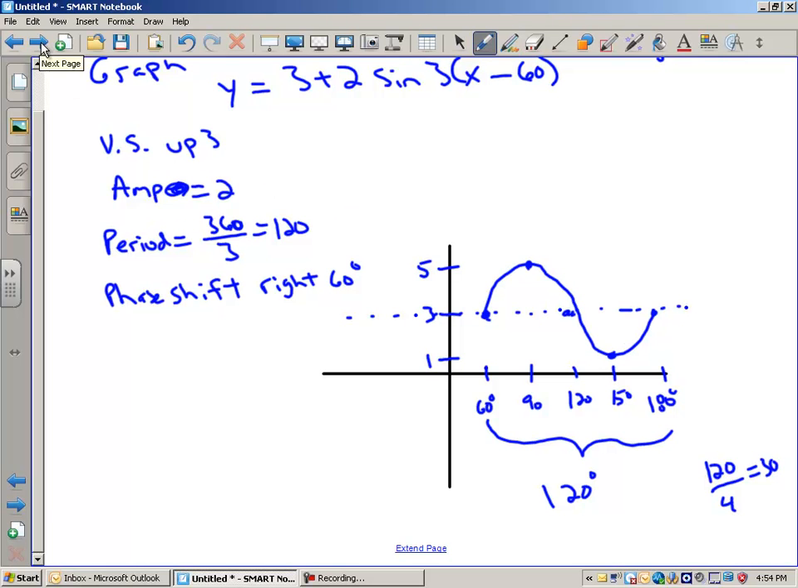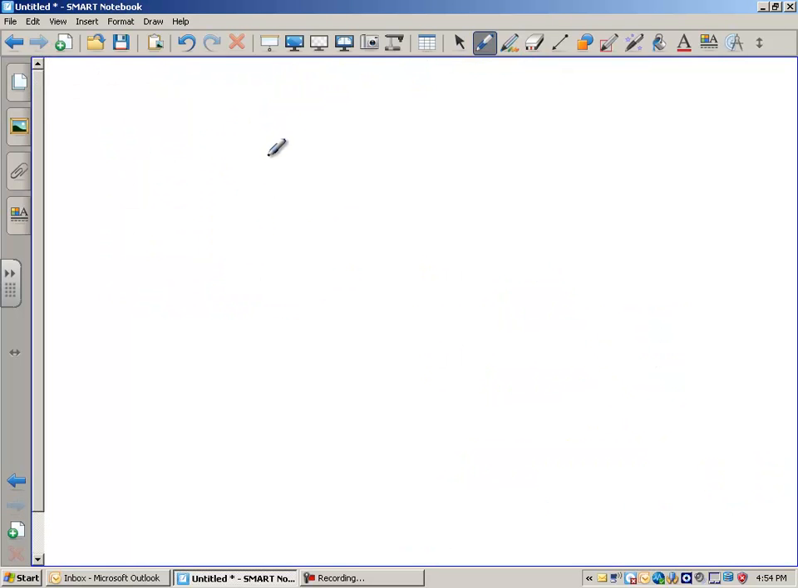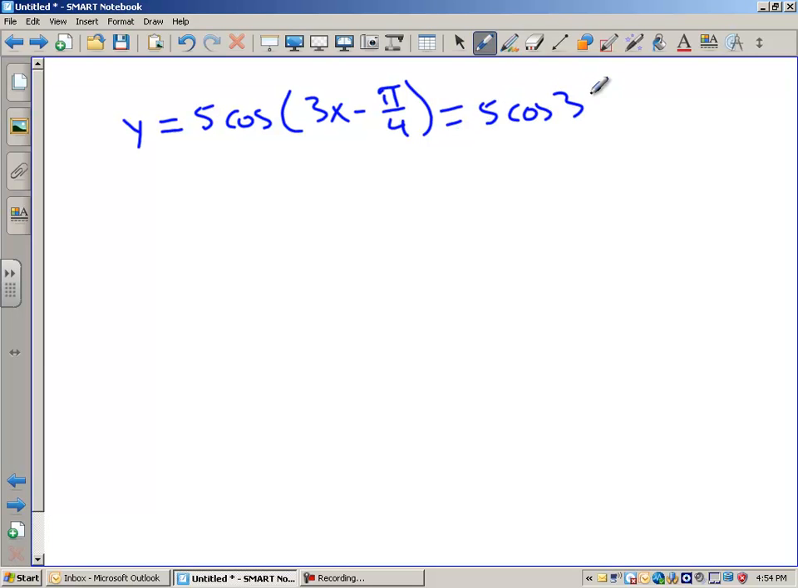Let's take a look at another example. Let's graph y equals 5 cosine of 3x minus, let's do 1 in radians, pi over 4. Now here, you're going to have to factor this 3 out and get it out of this parenthesis. So you need to, first of all, rewrite this as 5 cosine, factor the 3 out, which will leave me x minus pi over 12.